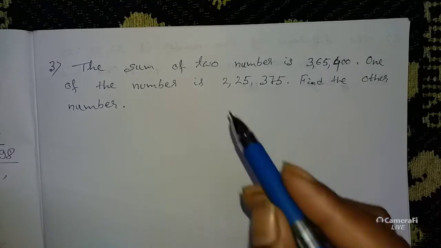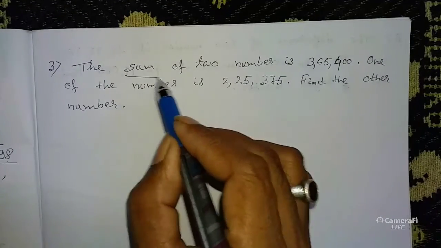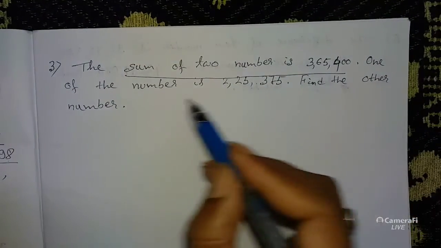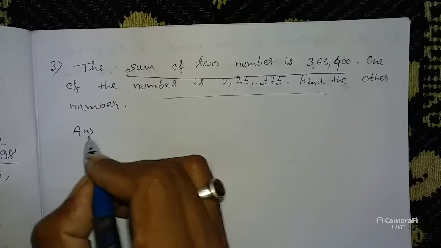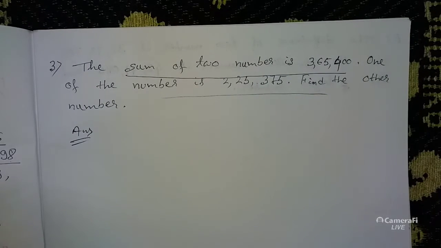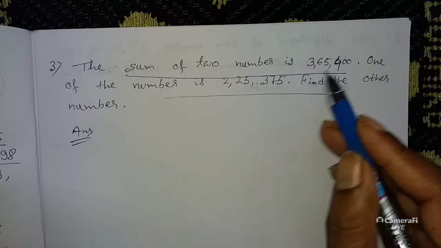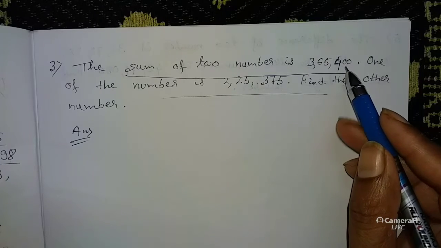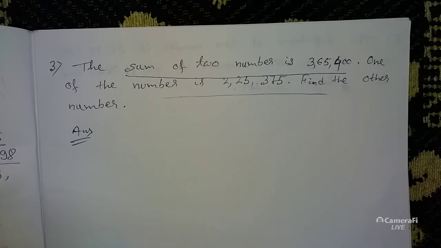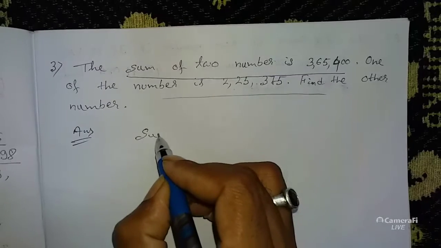So what is given here? The sum of two numbers is given and one of the numbers is given. You have to find the other number. To find the other number, what do we have to do? In that case, we have to subtract the given number from the sum, because both numbers are less than the sum. So it should decrease, it should be decreased to find the second number. Write down the sum of the numbers.